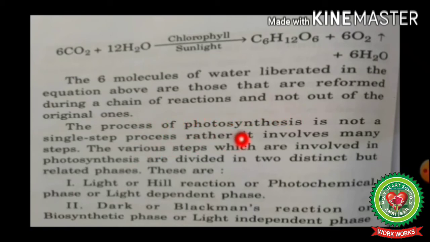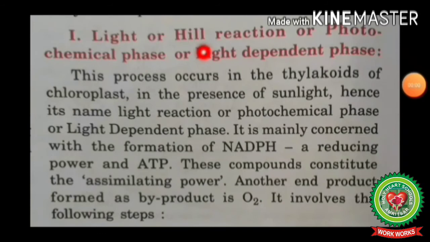The process of photosynthesis is not a single step process, rather, it involves many steps. The various steps involved in photosynthesis are divided into distinct but related phases. These are light or Hill reaction or photochemical phase or light dependent phase. Second is dark or Blackman's reaction or biosynthetic phase or light independent phase.